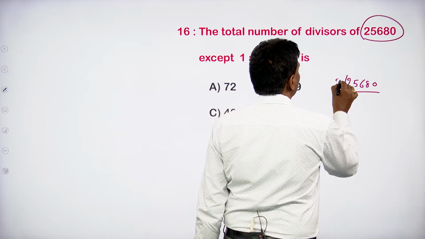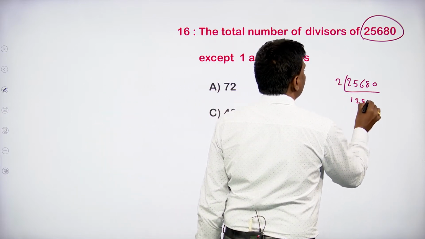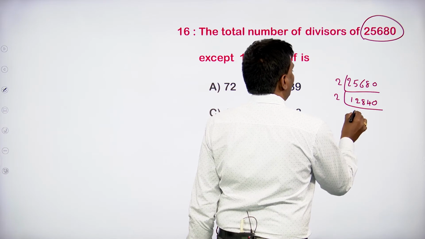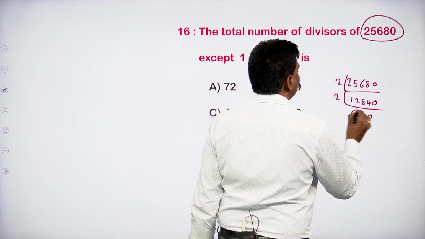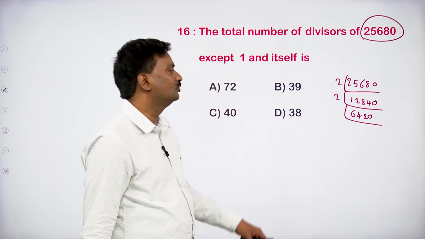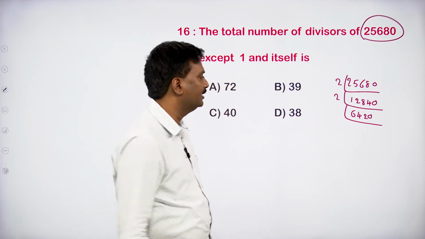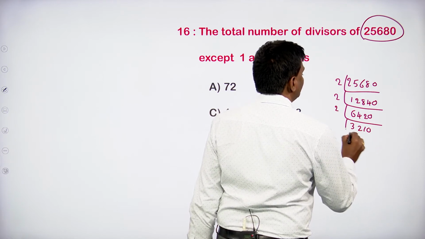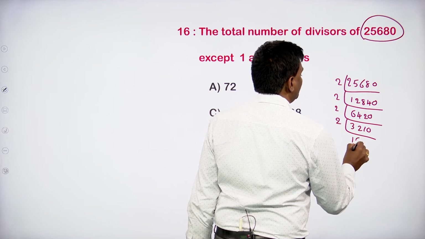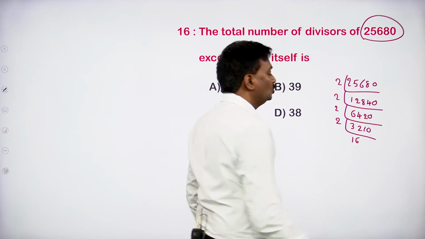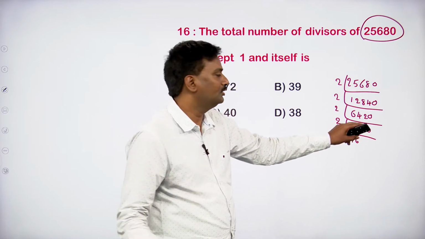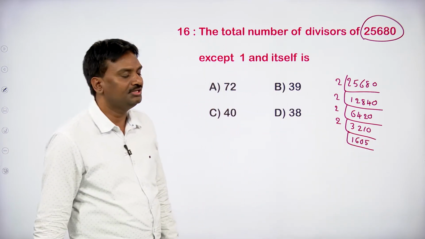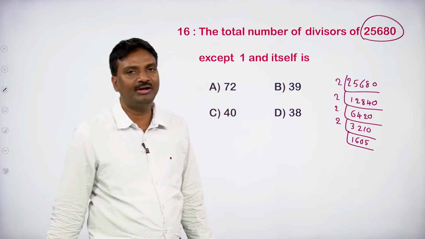If you start with 2: 2 ones are 2, 2 twos are 4, 2 eights are 16, 2 fours are 8, 0. Next, 2 sixes are 12, 2 fours are 8, 2 twos are 4, 0. So 12,840. Next again by taking 2: 2 threes are 6, 2 twos are 4, 2 ones are 2, 0. Again by taking 2, 2 ones are 2, 12, 2 sixes are 12. So 6,420, 3,210, and 1,605.